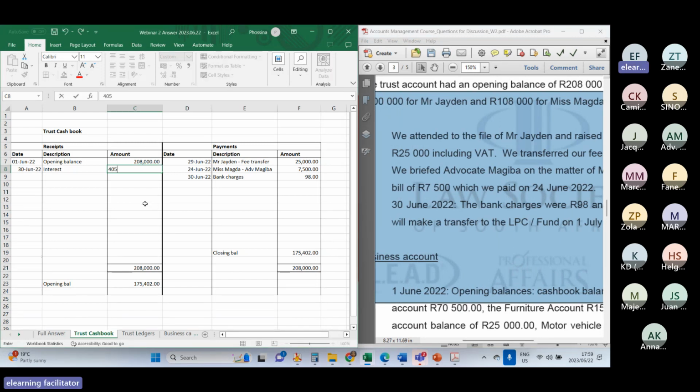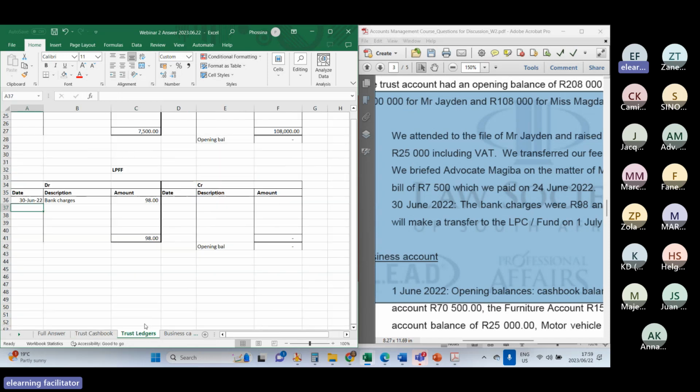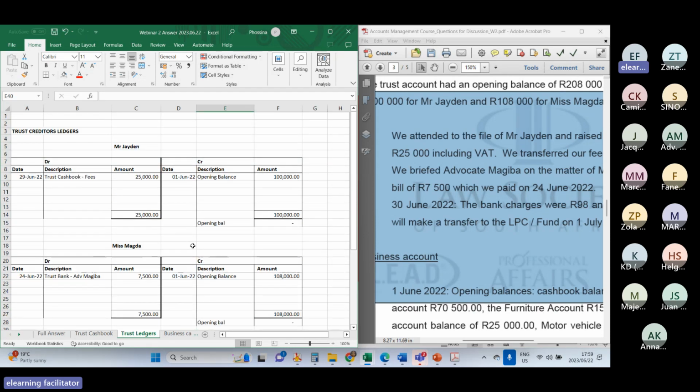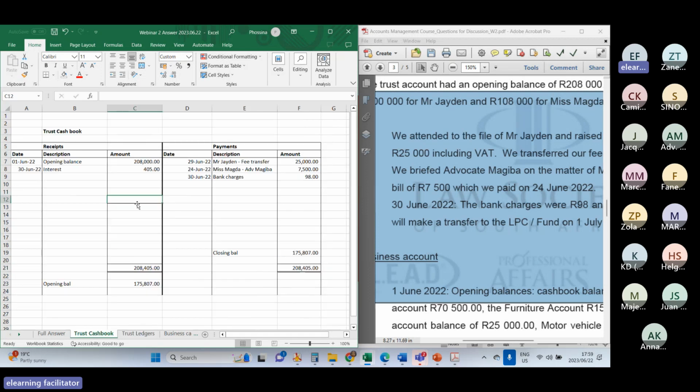405, just like that. And then when we are receiving it on our ledgers, then we also credit the fund. Okay, trust. Bank and interest, just like that. So it's 405. And this one also, it's coming from the trust bank and it's bank charges like that. So this is how we record our transactions for the trust account.